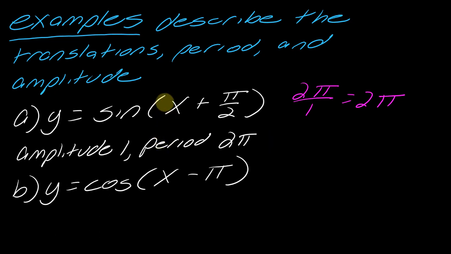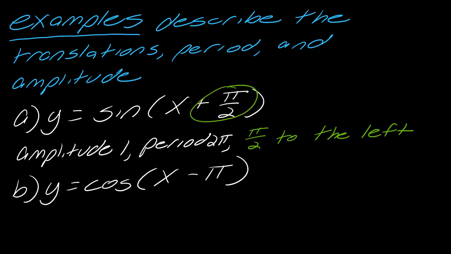So we have no number here, no number here, but we have this plus pi over 2. This part here is a translation. It is a horizontal translation. This means that we move pi over 2 to the left. So if we're moving plus pi over 2, we don't move to the right, we actually move to the left. That can kind of mess with people's heads.